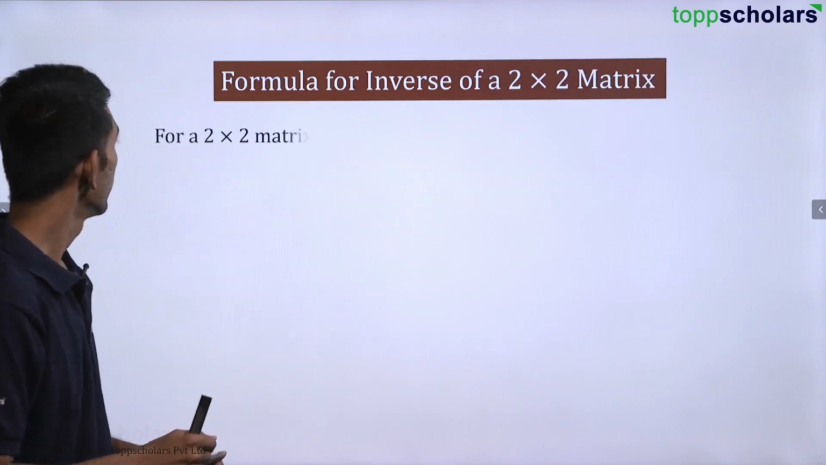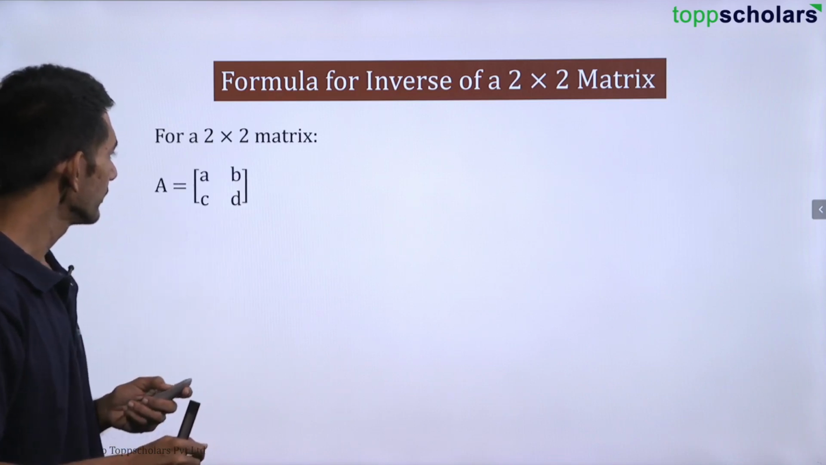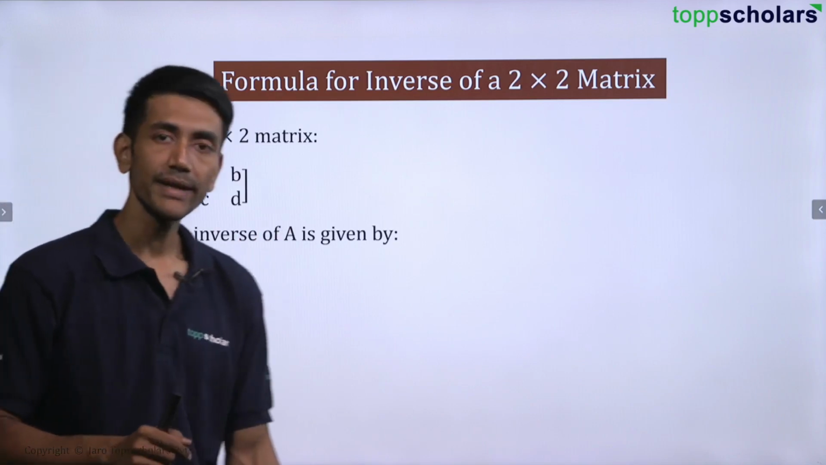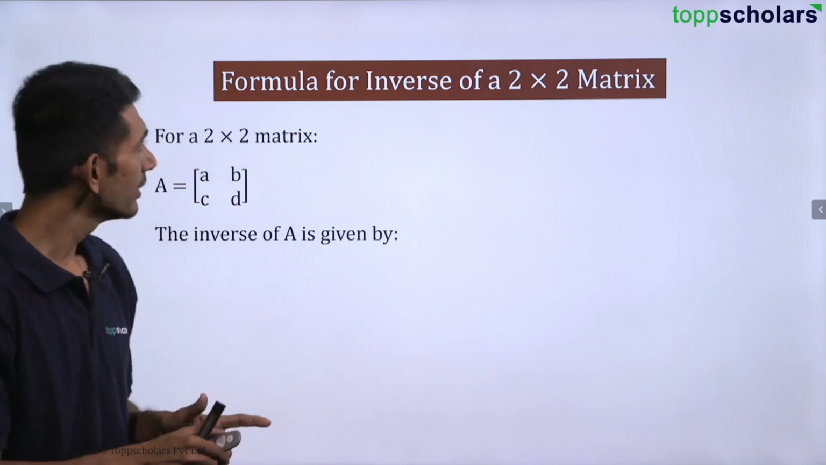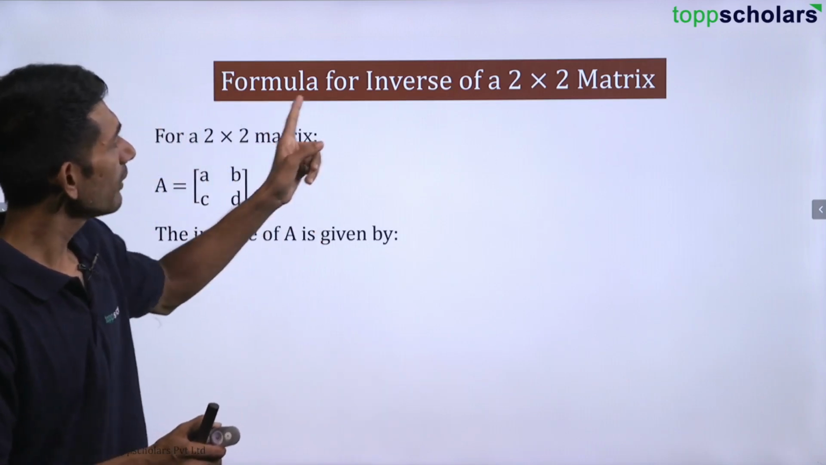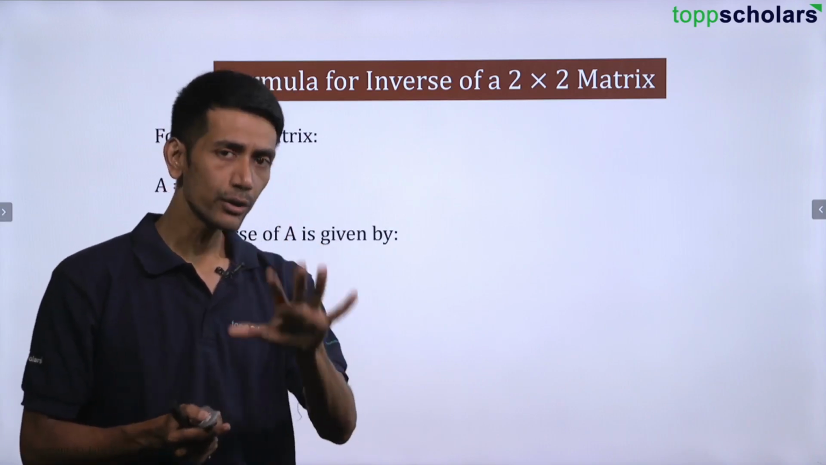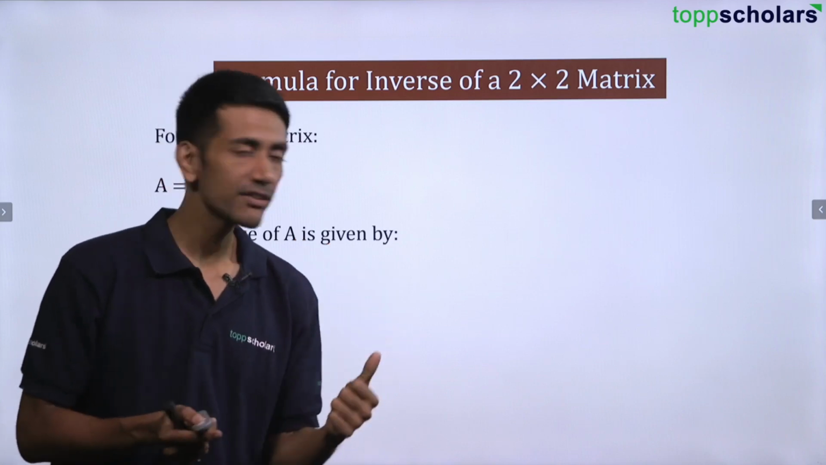So for a 2 by 2 matrix, A is given. The inverse of matrix A: how do we find it? That is what we are going to study now. Forget about adjoint for a moment. Now we are going to talk about the formula for the inverse of a matrix. And why did we study adjoint? Because you are going to have the adjoint and the determinant in these questions.